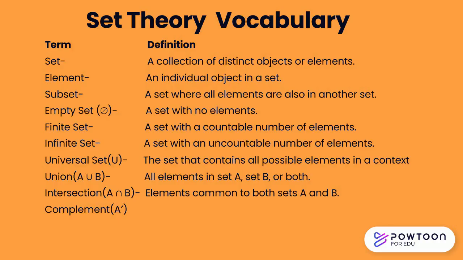Union is all elements in set A, set B, or both. Intersection is the elements common to both sets A and B. Complement are the elements not in set A, but in the universal set. Difference is when elements are in A, but not in B. Venn diagram is a visual representation of sets and their relationships.